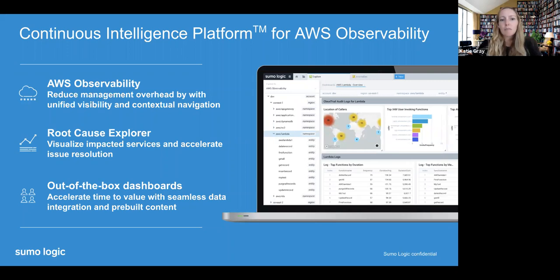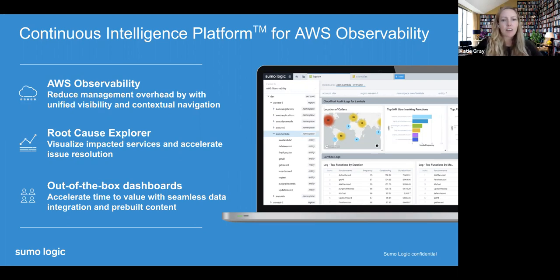Okay, so our AWS observability solution is broken up into a couple of different pieces. The first is visibility across all of the various services in your environment. We'll go through this in depth in the demo. But first, bring together all of the accounts, regions, and services in your organization into a single place where you can easily gain visibility and diagnose issues.